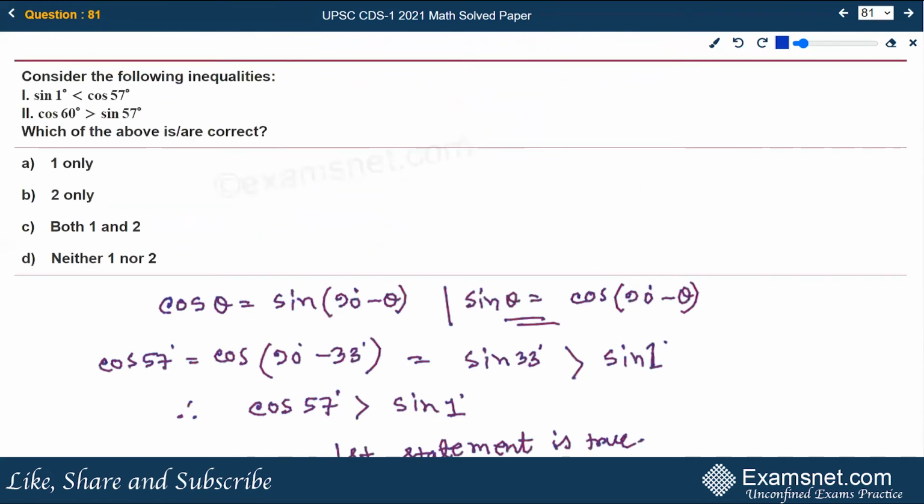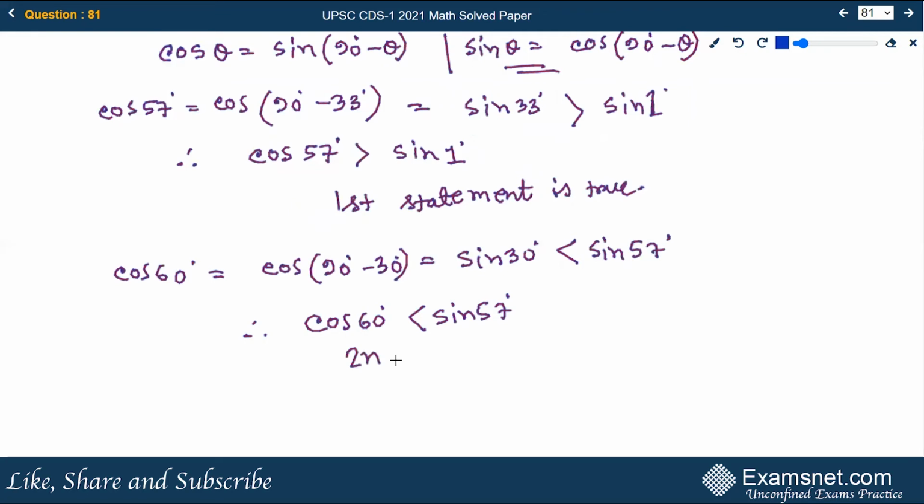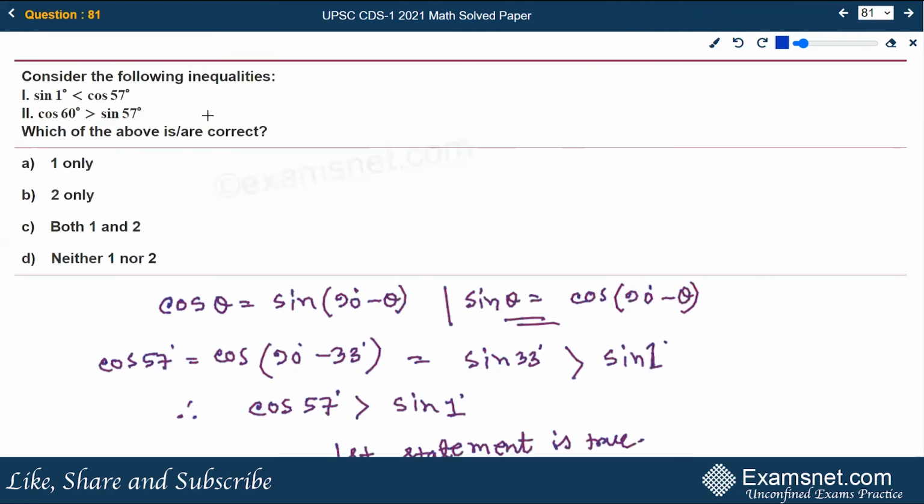But here we are given it's greater than. So the second statement is not correct. So here I can state that only one is correct. So option A is the correct answer.